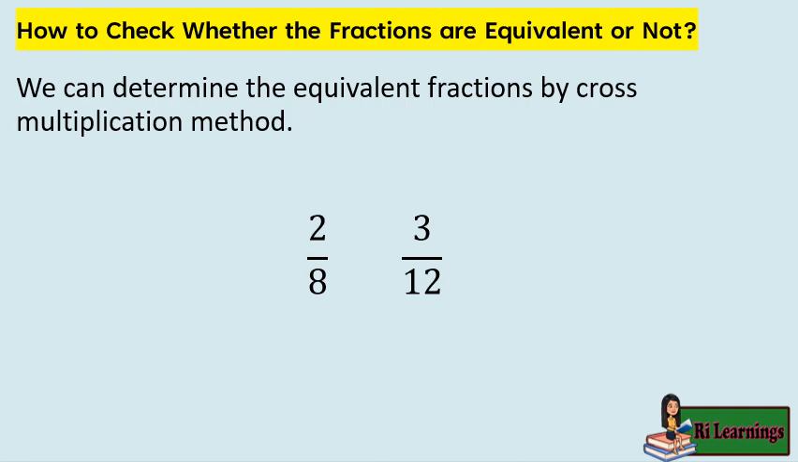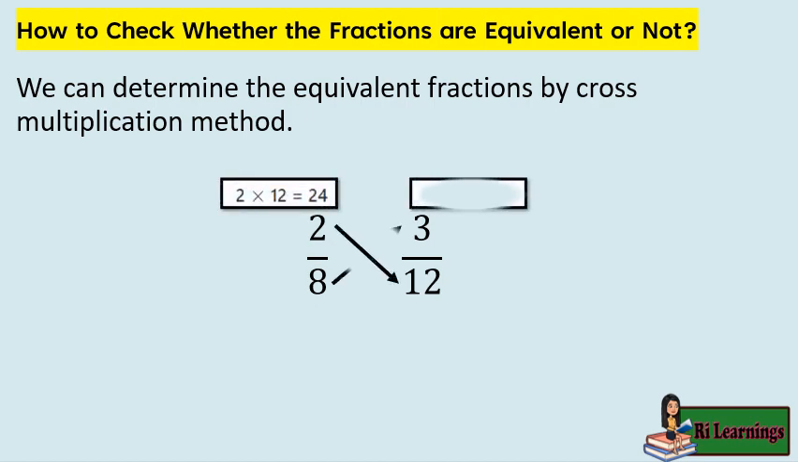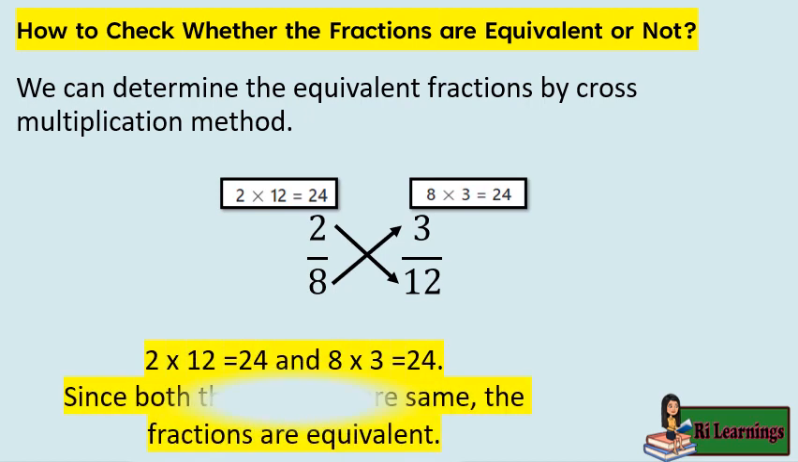We can also determine the equivalent fractions by the cross-multiplication method. 2 times 12 equals 24 and 8 times 3 equals 24. Since both the products are the same, the fractions are equivalent.